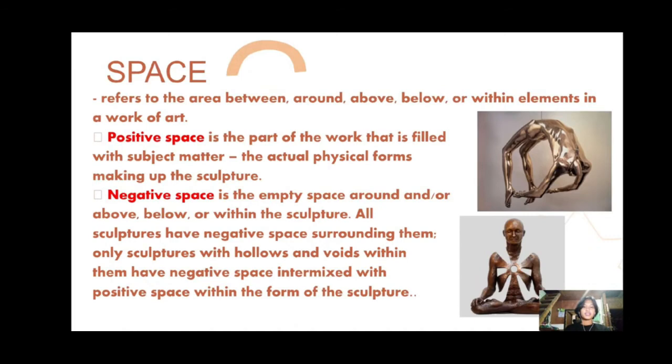Next is space. It refers to the area between, around, above, below, or within elements in a work of art. Positive space is the part of the work that is filled with subject matter, the actual physical forms making up the sculpture. Negative space is the empty space around and or above, below, or within the sculpture. All sculptures have negative space around them. Only sculptures with hollows and voids within them have negative space intermixed with the positive space within the form of the sculpture.